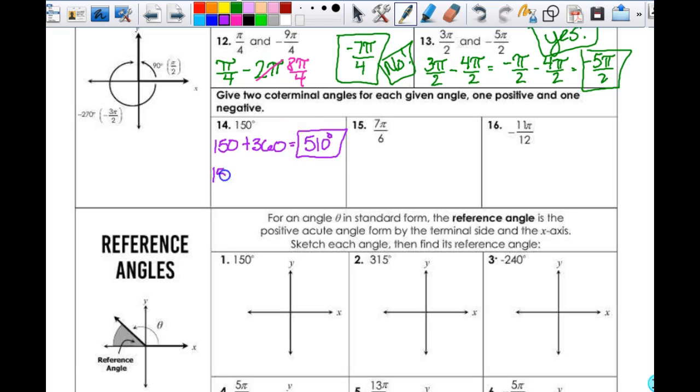And then I can take that 150 and subtract 360. Now, when I did that, if I still got a positive number, then I might have to subtract again. But I don't. I get a negative what? 210. Okay.